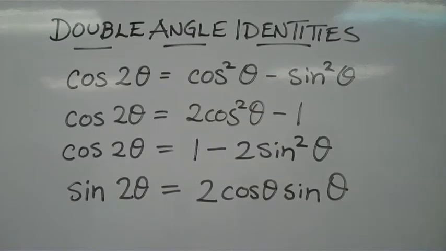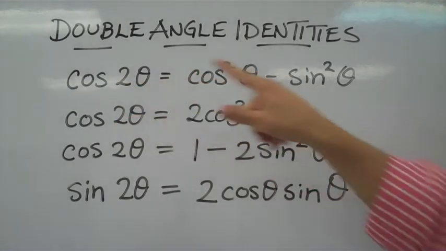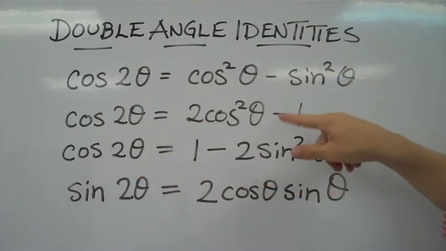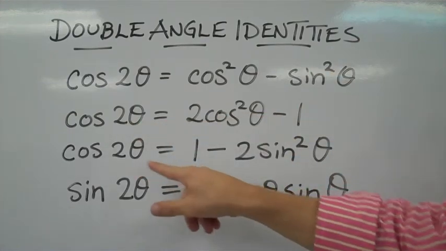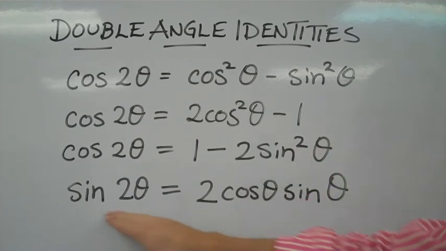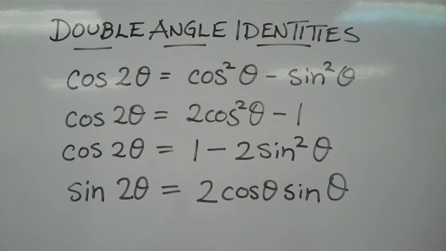Here is a summary of our double angle identities. You need to know these. Cosine 2 theta equals cosine squared theta minus sine squared theta. Cosine 2 theta equals 2 cosine squared theta minus 1. Cosine 2 theta equals 1 minus 2 sine squared theta. And finally, sine 2 theta equals 2 cosine theta sine theta. Will these be given in your formula package? Again, yes, but you'll be wasting time if you have to search for them. And the second part is, you have to be able to identify these in a problem. So recognition of these and memorization of these is super important.